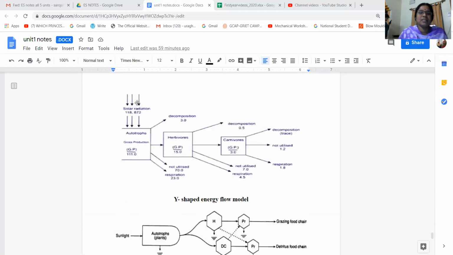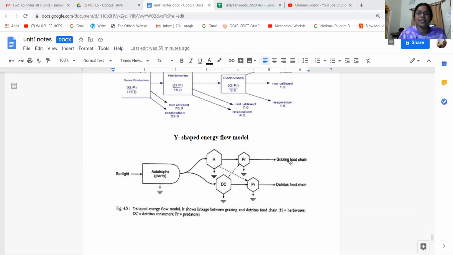See, this is the solar radiation, sun energy, which travels everywhere at all places uniformly. It is taken by autotrophs, so grass production. From this, herbivores, carnivores, and some of it is not utilized. This is only one step like this. This is the stepwise process. This is the single channel energy flow diagram.